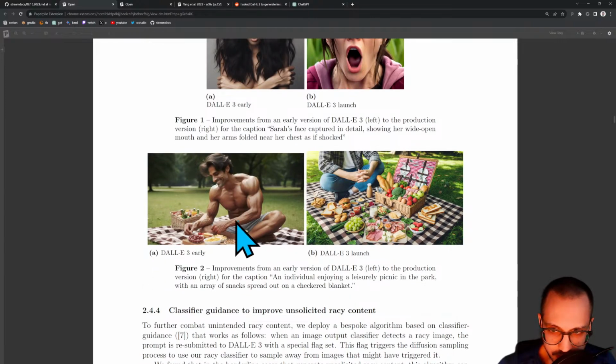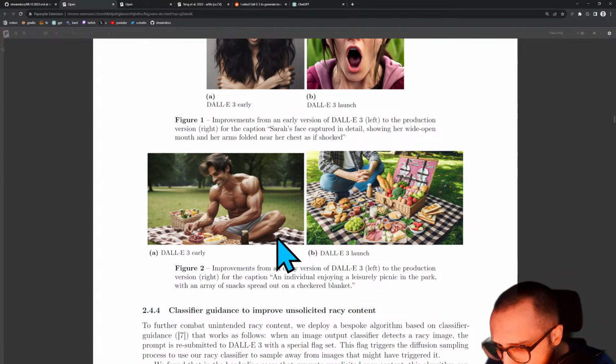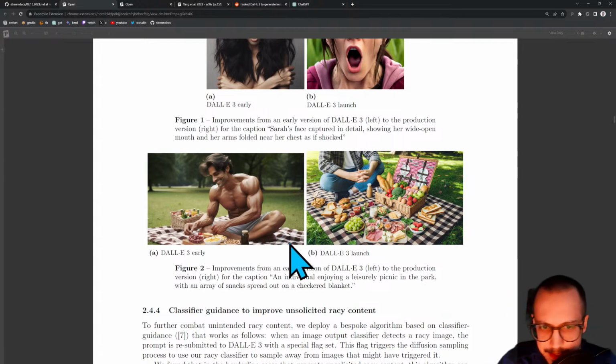Here you have another kind of racy content because this man is not wearing a shirt. You know, we can't have images of men not wearing shirts. So I guess if you're a bodybuilder and you're into the whole bodybuilder thing, you're not going to be able to generate any images of bodybuilders. Which kind of puts into perspective the whole ridiculousness of this type of filtering anyways, you know? But, okay.